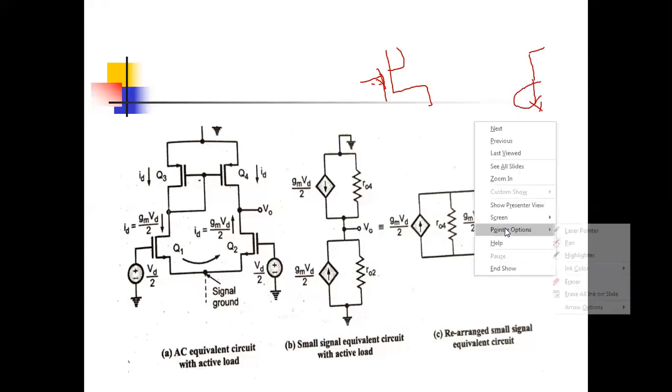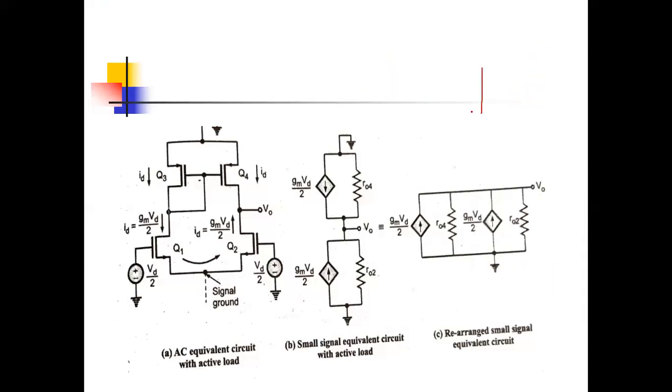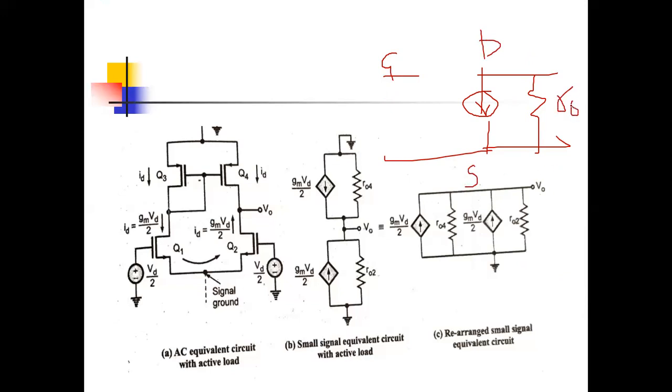There was gm into vgs, a current source at the output side, an output resistance, and on the input side there is no gate current. This was gate, drain, and source. In this way we have drawn the small signal model of the MOSFET. The same thing is here also. This is the Q4 transistor, so gm into vgs, but in vgs what is the voltage? vd by 2. That's why it is gm into vd by 2.